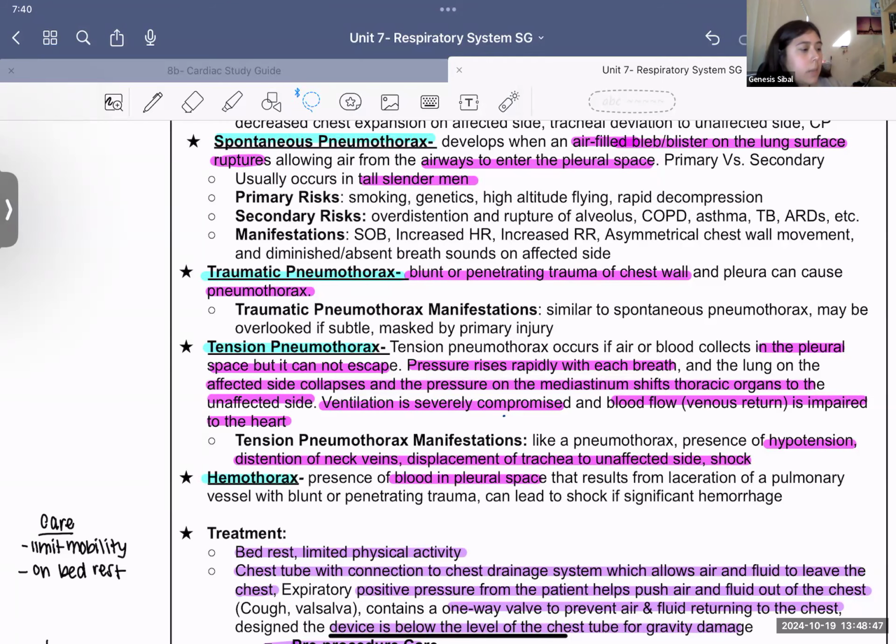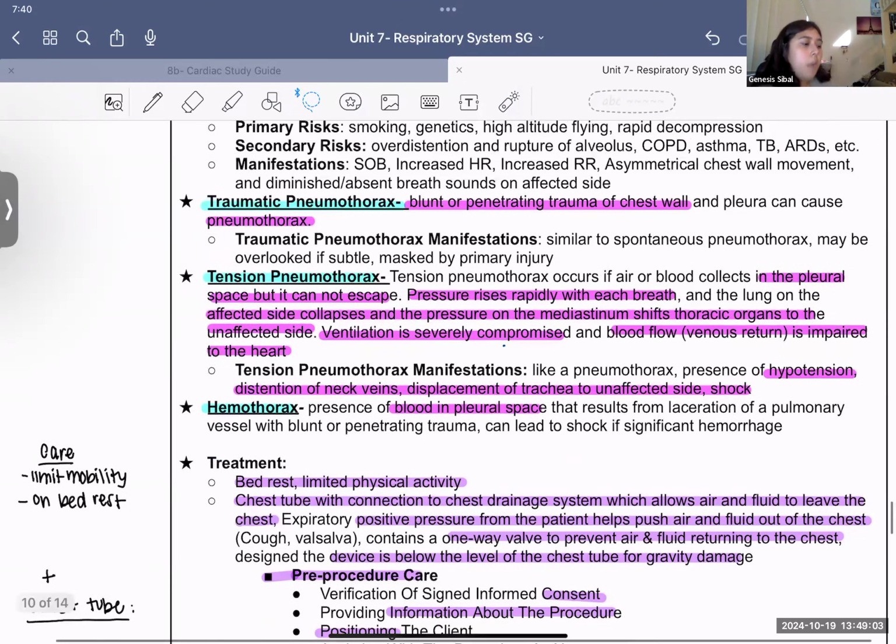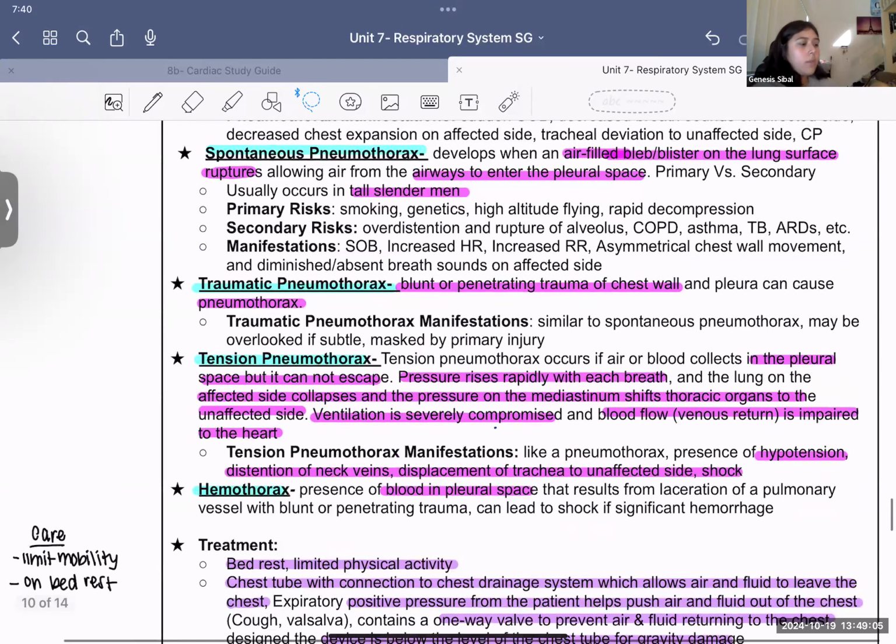So I feel like, again, it's the same thing. For traumatic pneumothorax, it's a blunt or penetrating trauma of the chest wall. So something's coming in, so you most likely have to give them antibiotics. It's similar to a spontaneous pneumothorax, but it can be overlooked if it's subtle and masked with primary injury. When looking at all of these, the worst is definitely a tension pneumothorax.